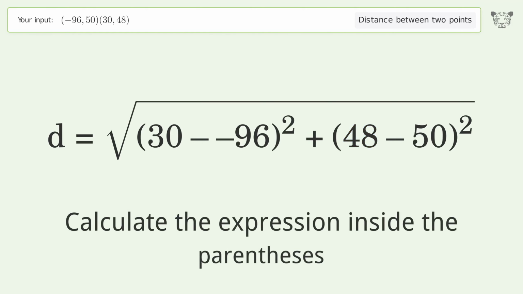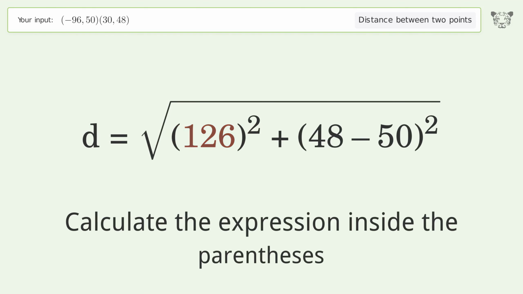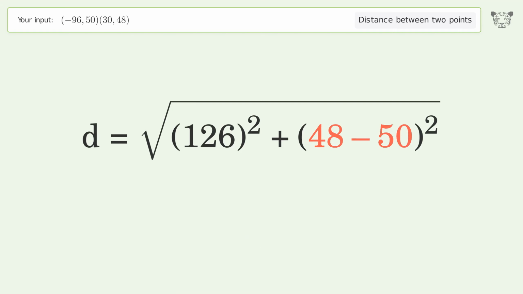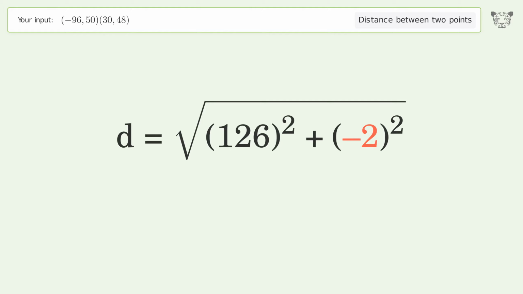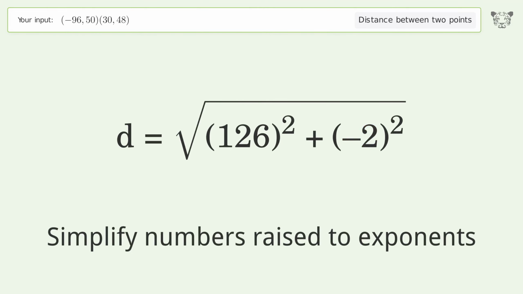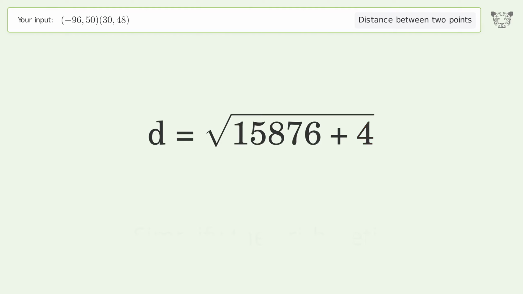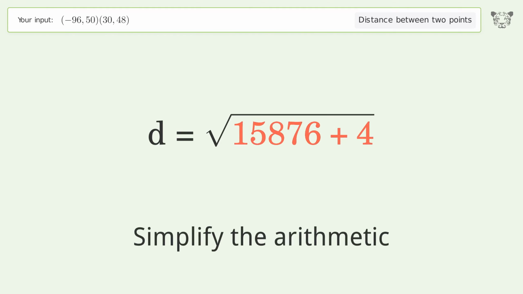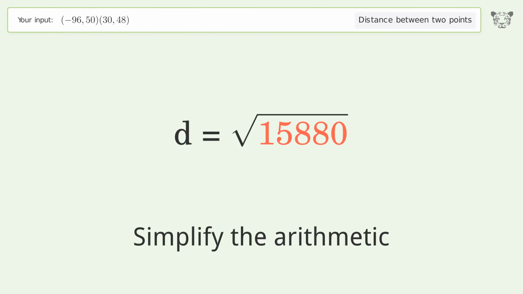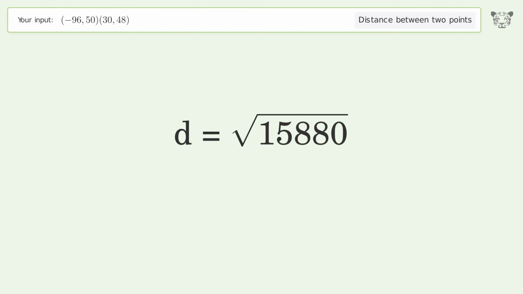Calculate the expression inside the parentheses. Simplify numbers raised to exponents. Simplify the arithmetic. And so the distance between the 2 points is the square root of 15,880, or 126.016.